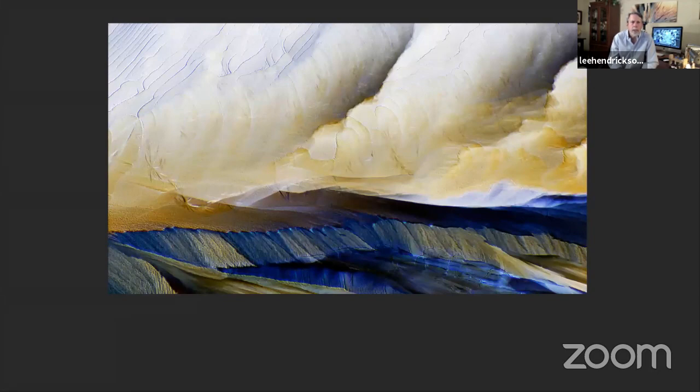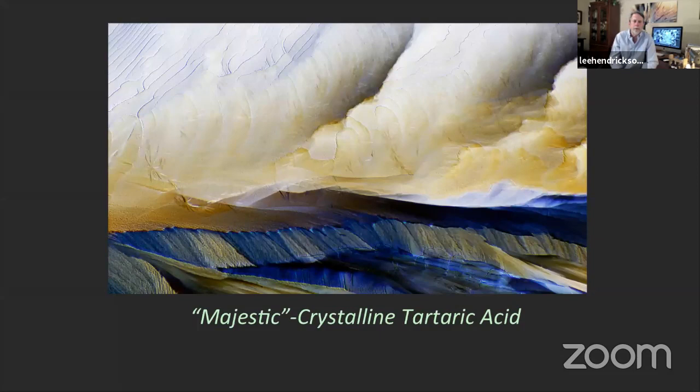I got the idea to look at a substance called tartaric acid because of an individual who told me that crystals grow out of the cork of wine bottles. This one called Majestic is crystalline tartaric acid. It looks like a landscape.